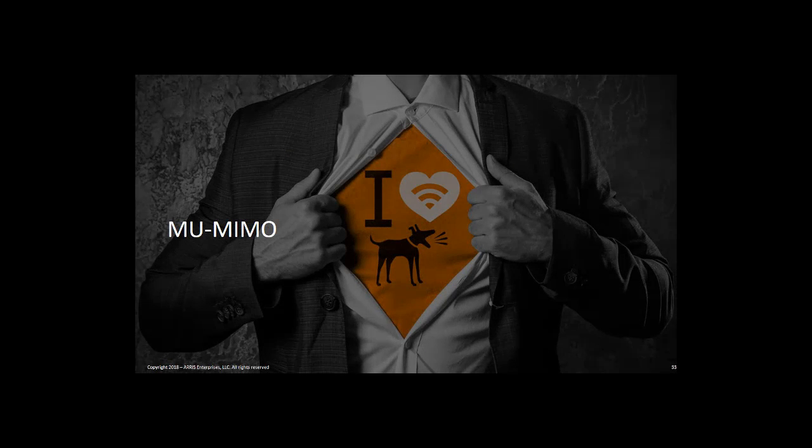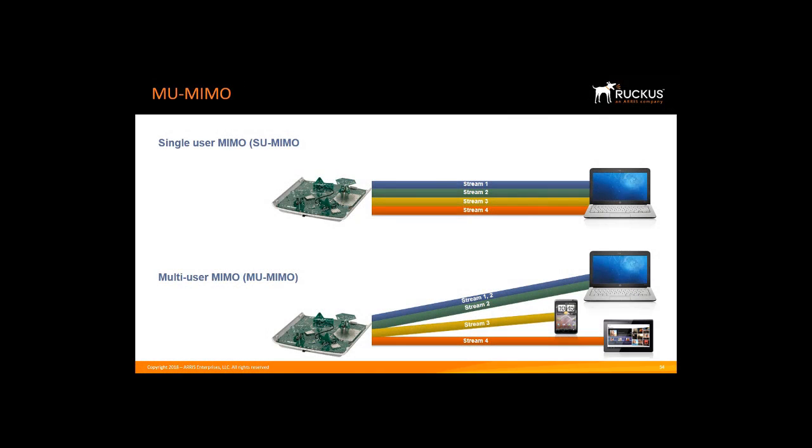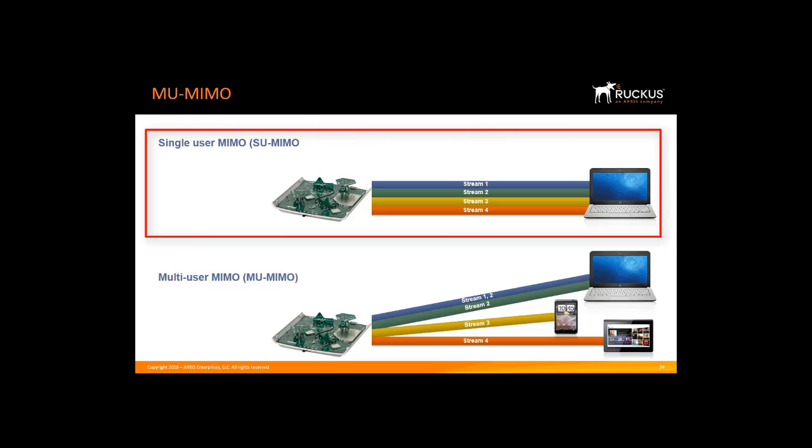In this section, I'll discuss multi-user MIMO and how it works with 802.11ax. With 11ax, we need both OFDMA and multi-user MIMO. Each has its strengths and weaknesses. Single-user MIMO, or SU-MIMO, was introduced in 11n. It increases Wi-Fi speeds by allowing a pair of wireless devices to simultaneously send or receive multiple data streams.